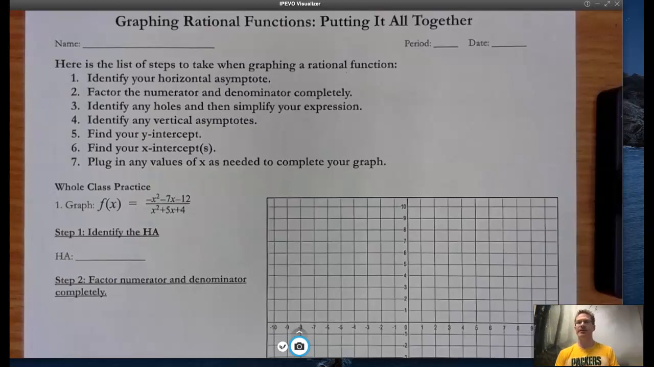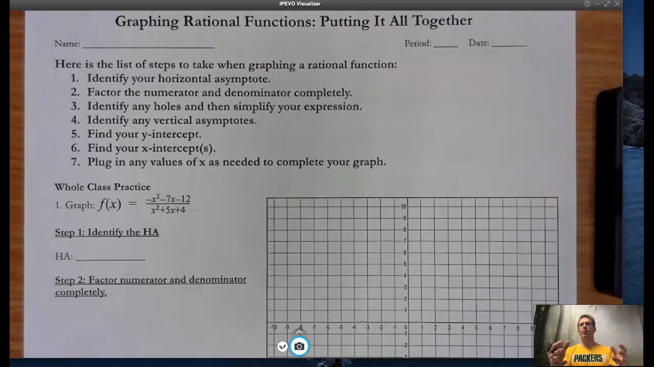All right, my friends, what we're going to do today is put everything together that we've talked about in the last 3 lessons. This is going to involve simplifying rational expressions, finding those vertical asymptotes, those holes, horizontal asymptotes, and intercepts. We're going to put all that information together, and we're going to graph these rational functions that are not in HK form.